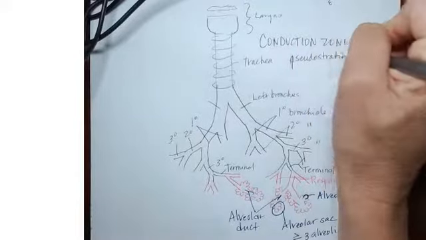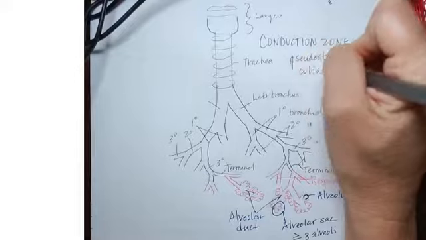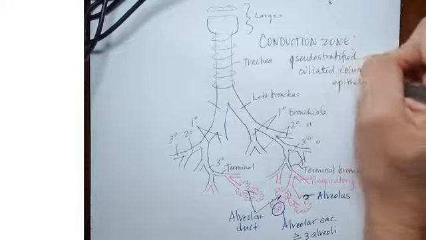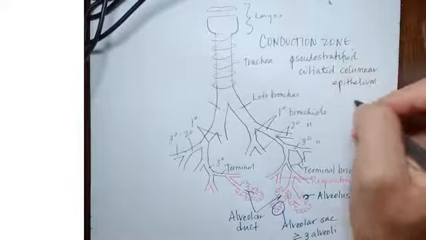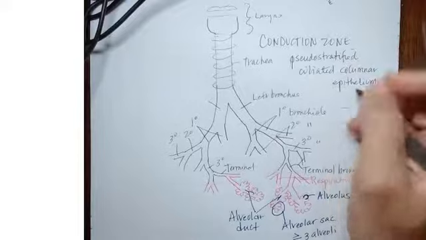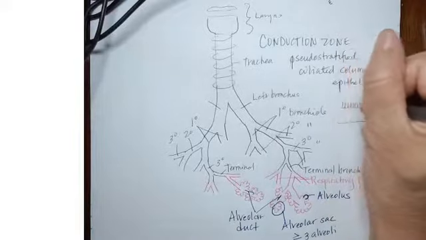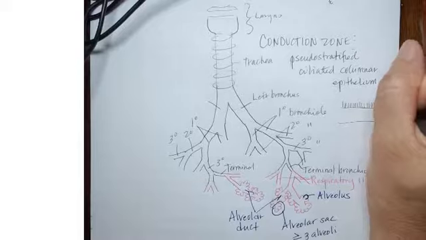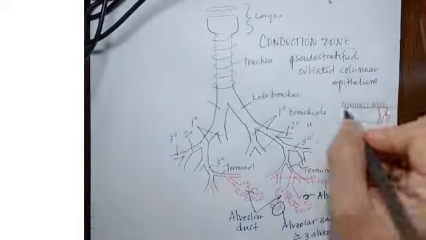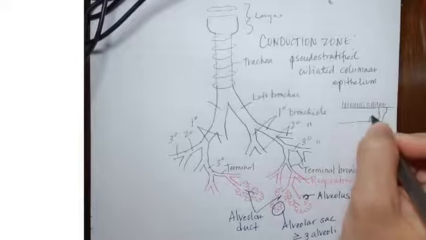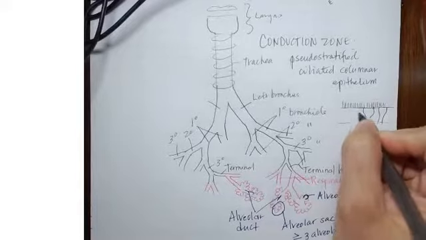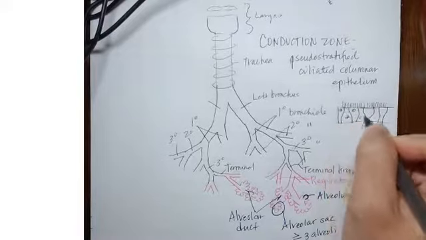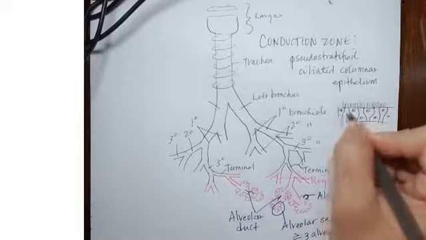pseudostratified ciliated columnar epithelium. That is the epithelium that has the cilia that beat 9 times a second. It's kind of arranged in such a way so it's big, and then it looks like it's stratified, but really and truly it is just one layer. It's simple.